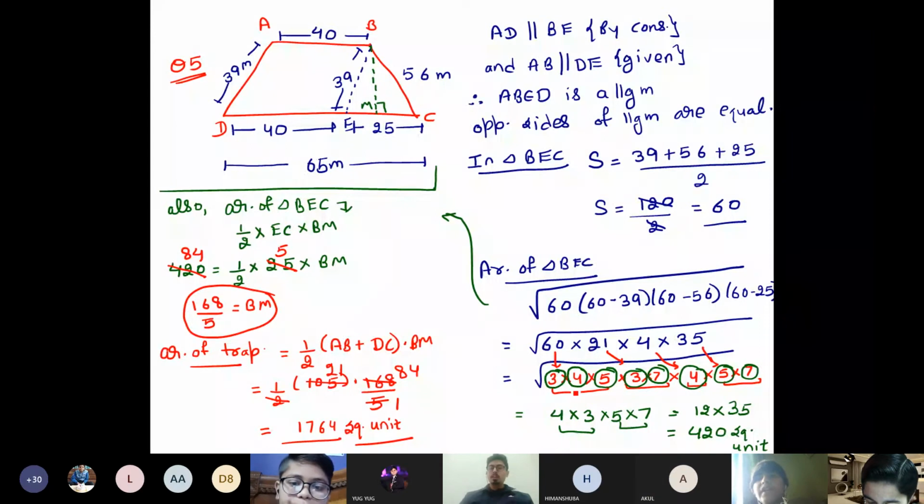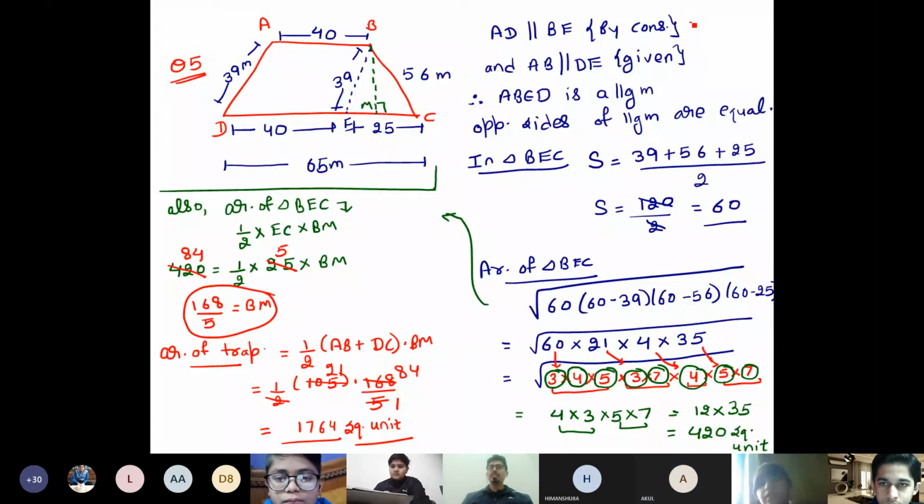But sir, how is AD parallel to BE? By construction. See, this I have already written. AD is parallel to BE by construction. I have constructed this.